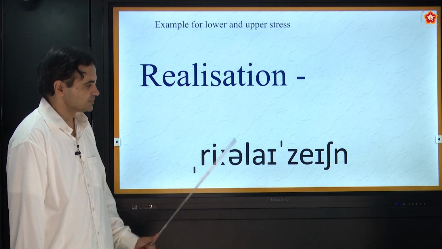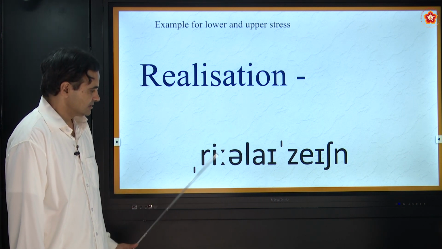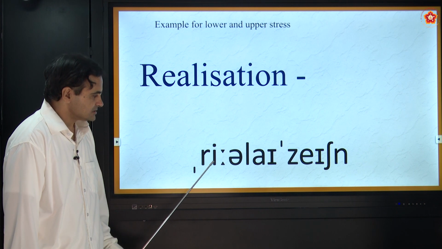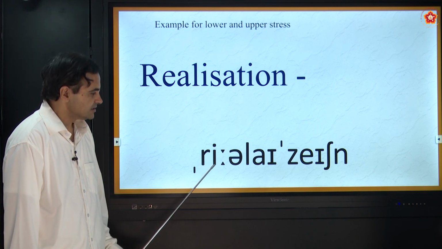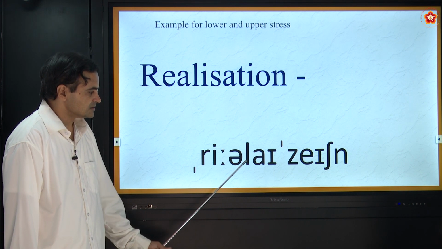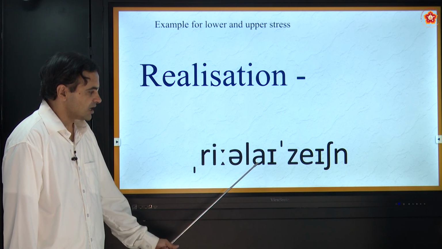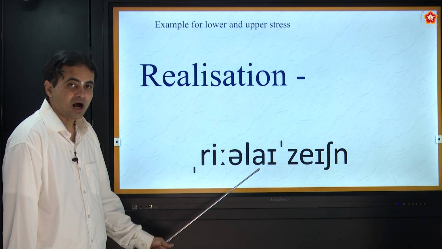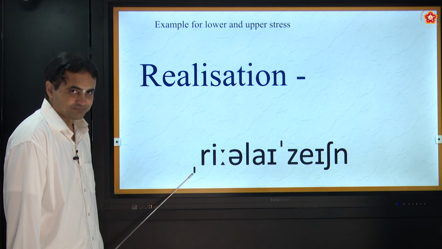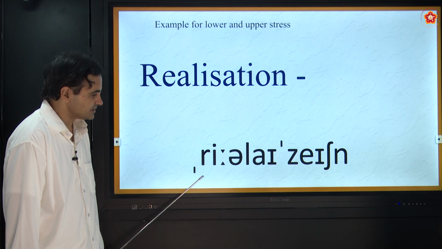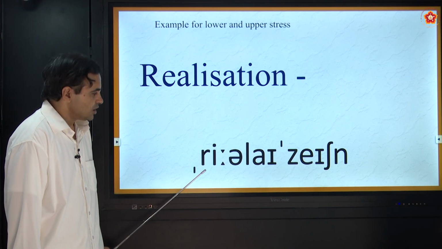Realisation. How to pronounce this? So this is R. This is E. We all know this is E. This is A. This is L. This is I. Therefore, there is a lower stress. So now let's read along with all this.